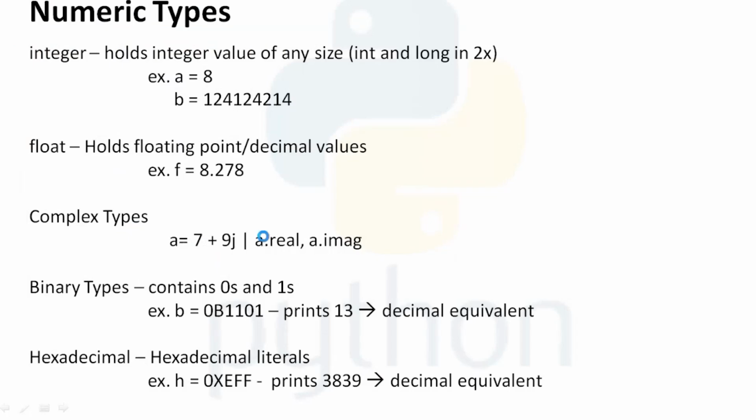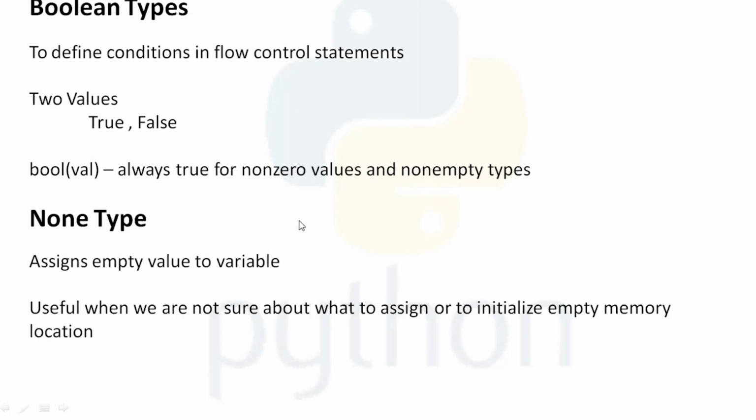And then we have Boolean types. Boolean types are nothing but there are only two values in Boolean. One is true and one is false. As the name suggests, true refers to the conditions. When the condition is true, it will evaluate to true. When it's false, it will evaluate to false. So these are the most important things to control the flow of the statements.